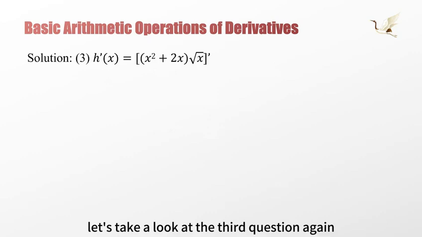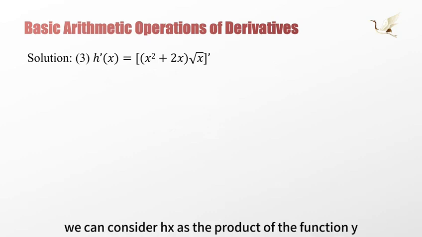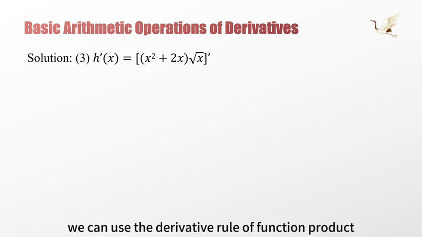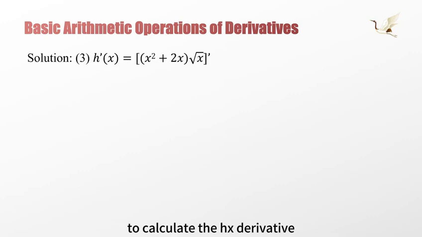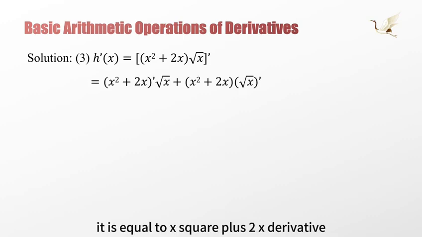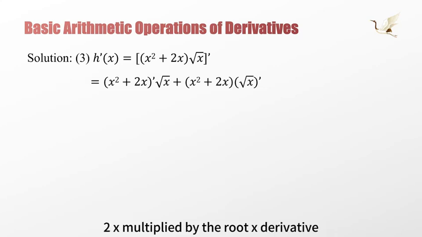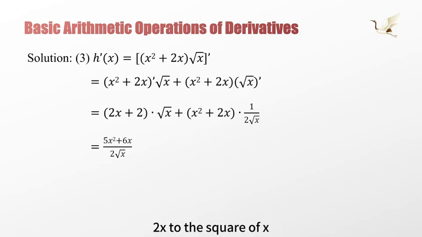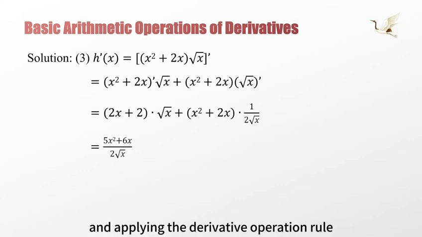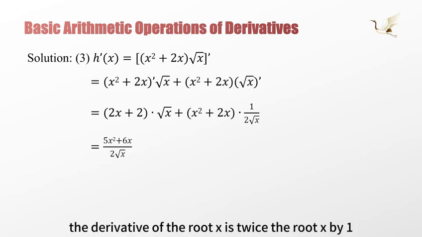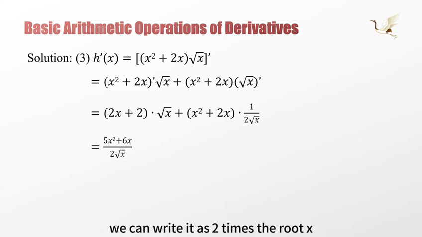Let's take a look at the third question. We can consider h(x) as the product of the function y equal to x squared plus 2x and the function y equal to the square root of x. In this way, we can use the derivative rule for the product of functions to calculate the derivative of h(x). It is equal to the derivative of x squared plus 2x multiplied by the square root of x, plus x squared plus 2x multiplied by the derivative of the square root of x. Furthermore, by applying the derivative rules, the derivative of x squared plus 2x is 2x plus 2. The derivative of the square root of x is 1 over 2 root x. After organizing, we can write it as 5x squared plus 6x over 2 root x.